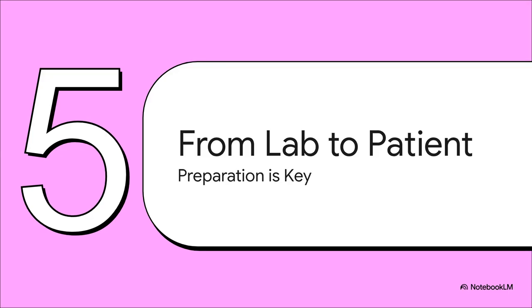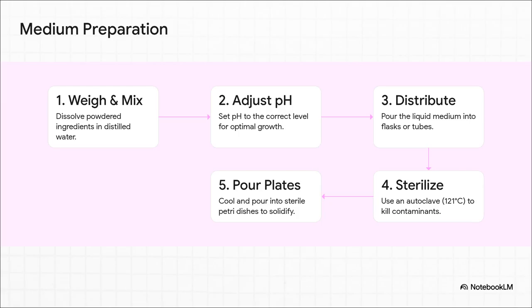Seeing that clear zone on the plate, well, that's the result of an incredible amount of careful, precise work that all happens behind the scenes. Getting that result depends on absolutely flawless preparation. Making a culture medium is like following a super precise recipe where every single step is critical. Everything has to be perfectly measured and then sterilized in an autoclave, which is basically a scientific pressure cooker to kill off any stray contaminants. One little mistake could compromise the entire investigation.